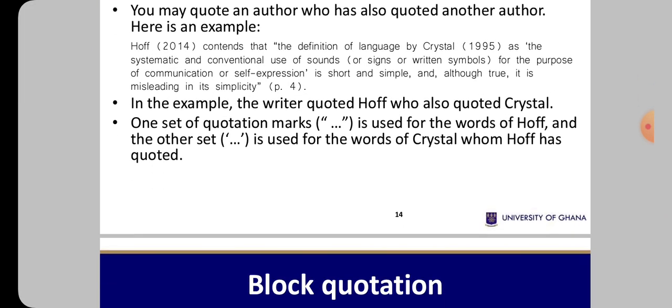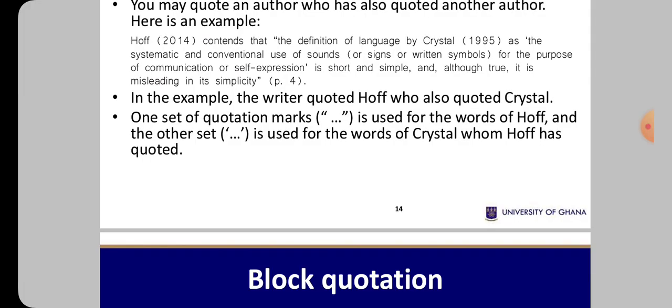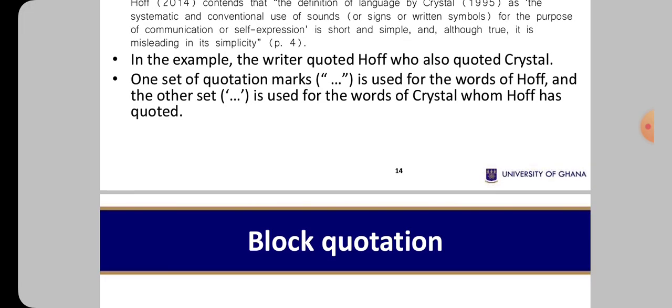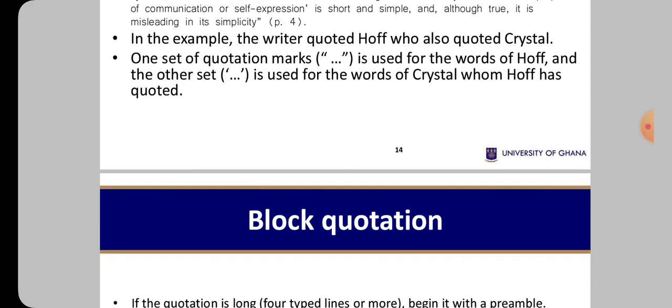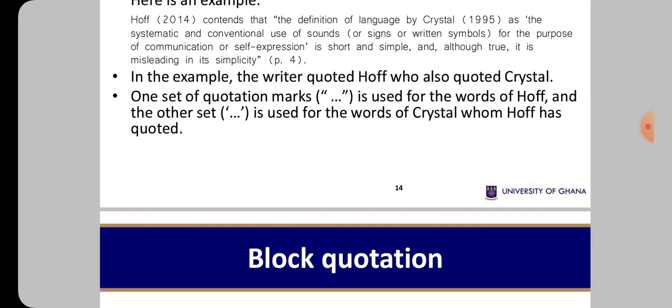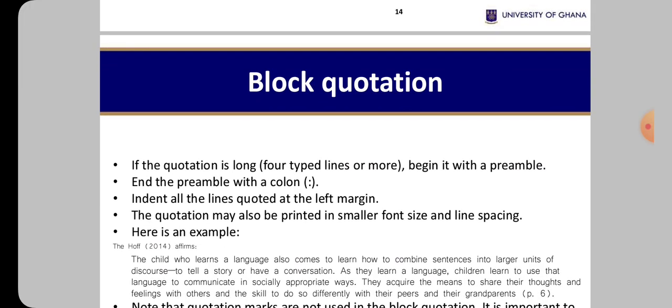In the example, the writer quoted Hoff, who also quoted Crystal. That is what I explained to you earlier. One set of quotation marks is used for the words of Hoff, and the other set is used for the words of Crystal, whom Hoff has quoted. So he used this set of quotation marks for Hoff, and then the other set of quotation marks for Crystal. So that is it. Now let's look at the block quotation.